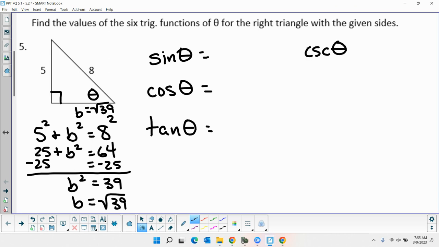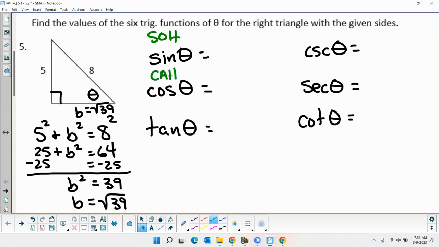Cosecant goes with sine, and secant goes with cosine. Oops. Cotangent. I was going to do tangent again. So remember SOHCAHTOA, right? All right, sine. Here's theta. Opposite 5 over hypotenuse 8. So cosecant is a reciprocal of that.